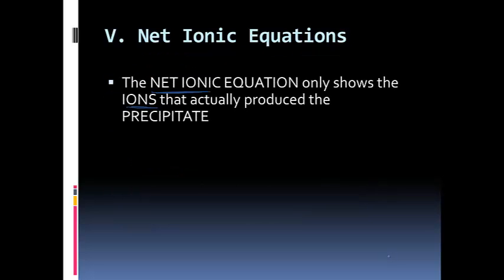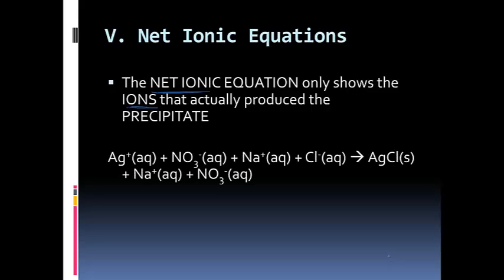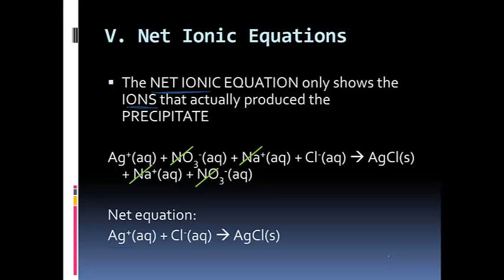The net ionic equation shows you only the things that produce the precipitate. In other words, I have nitrate on the left and nitrate on the right of the arrow, so I cross them out. I have Na on the left and Na on the right of the arrow, so I cross those out. What's left over is your net equation: Ag plus Cl minus gives you AgCl. In other words, what were the ions that made up the precipitate? And that's it.